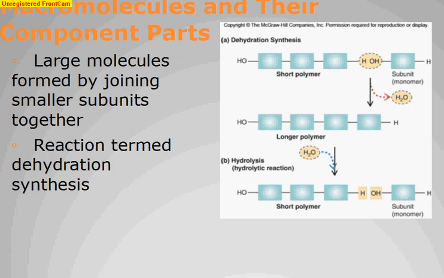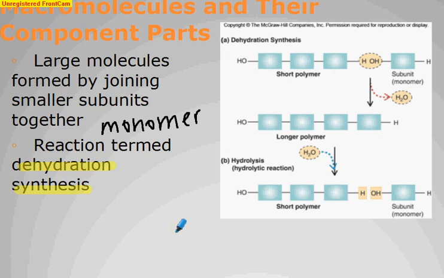Macromolecules and their component parts. When we talk about subunits, we're usually using the word monomer. And I will be using that word a lot, so that's something that you should get used to. A monomer is a subunit for a larger polymer. And anytime we join monomers, we do so by a dehydration synthesis reaction. So dehydration synthesis is how we join smaller subunits or monomers into polymers.